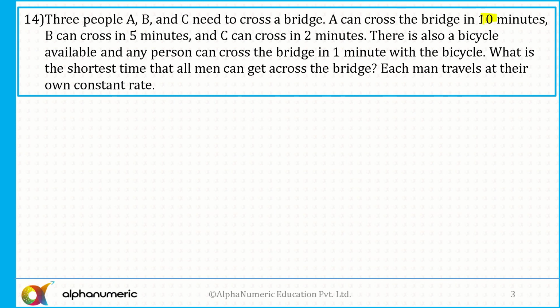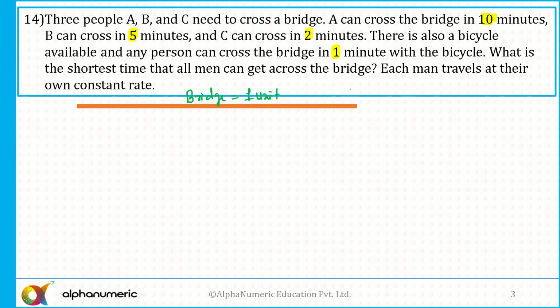A can cross the bridge in 10 minutes, B can cross the bridge in 5 minutes and C can cross the bridge in 2 minutes. There is also a bicycle available, and any person can cross the bridge in 1 minute with the bicycle. What is the shortest time in which all men can get across the bridge? Again, I'll assume the length of the bridge is 1 unit.